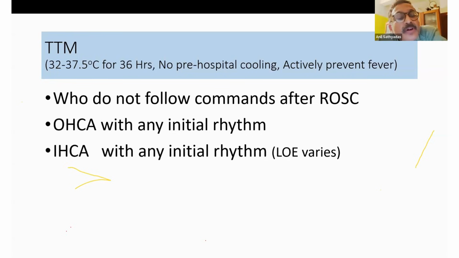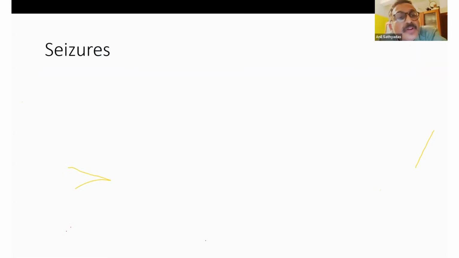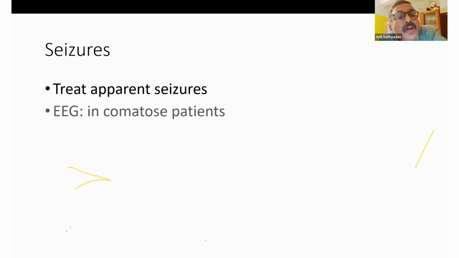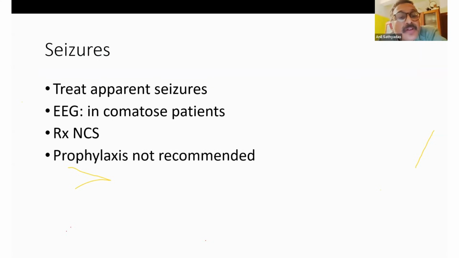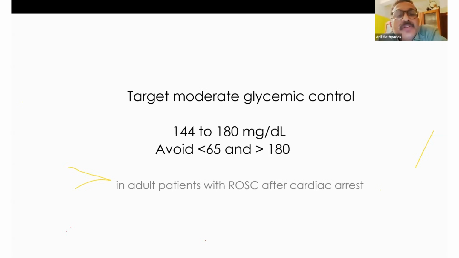And be it out of hospital or in hospital, any rhythm, you can go for TTM if the patient is not following commands. But the level of evidence varies for in-hospital cardiac arrest. And you have to treat apparent seizures, and the EEG would play a major role in identifying patients who have non-convulsive status. But prophylaxis is not recommended. You have to take an EEG and see.